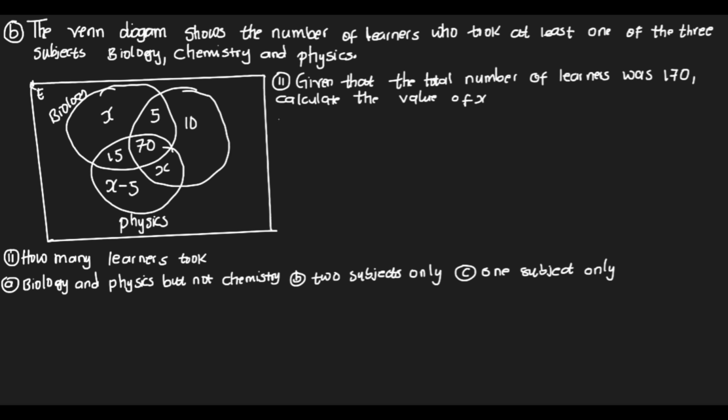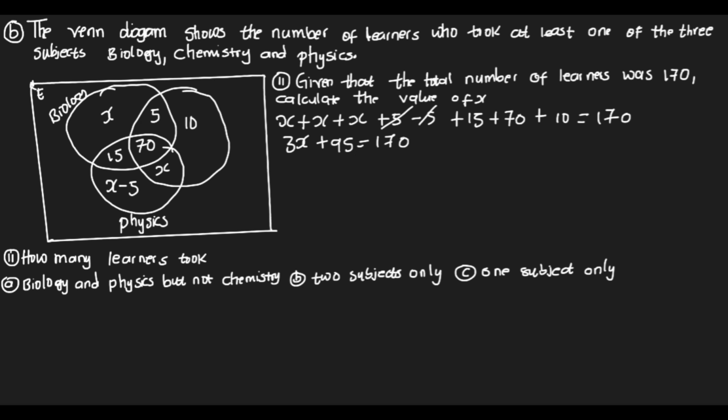So let's begin. So x plus x plus x, since we have 3 x's. Then we have positive 5 and this negative 5 here, then plus 15 plus 70 plus 10 is equal to 170. So x plus x plus x is 3x. Then these two can cancel. So 15 plus 70 is 85, plus 10, that is 95, is equal to 170.